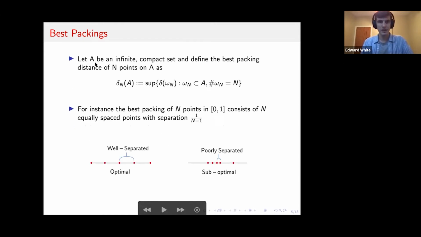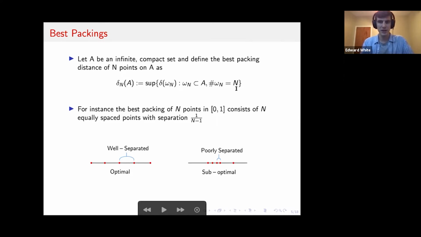Now, given our set A, which we want to have infinitely many points, so not a finite set, and we want it to be compact, we can define the best packing distance on it as follows. Take that delta of omega n, the pairwise distance, and now consider all configurations omega n over your set A. So now I'm thinking about how changing the configuration affects the distance. And I want to fix it so that I'm only considering omega n's that have a fixed number of points.